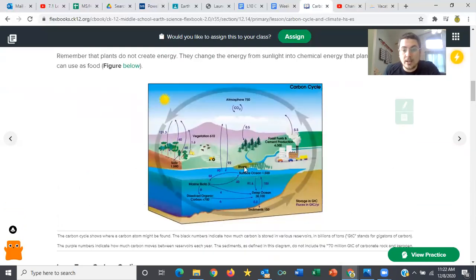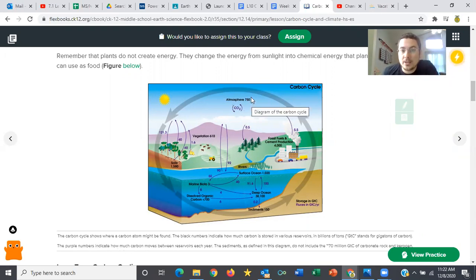This diagram right here will be incredibly important. You need to study this diagram. You need to understand what things are. And one of the things that I want you to really focus on is if you look down here, you'll see that the black numbers indicate how much carbon is stored in various reservoirs, and the purple numbers indicate how much carbon moves between reservoirs each year. So what I really want you to focus on are these black numbers.